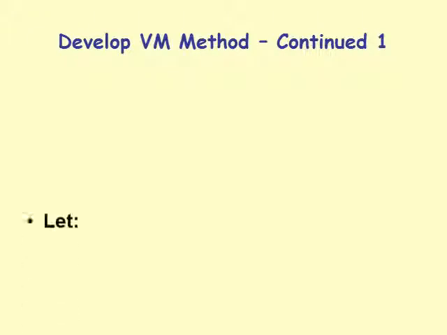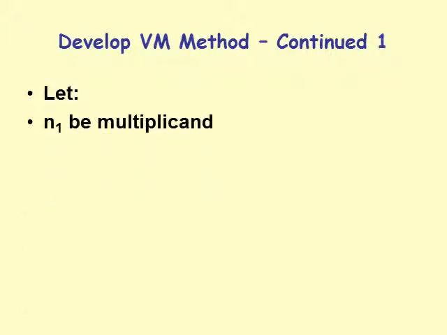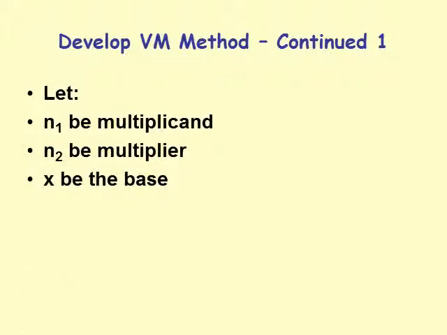Let's continue the method. Let n1 be the multiplicand. We decided we need two operands. We use n1, the first operand, as the multiplicand, and n2, the second operand, as the multiplier. Then x is the base, the variable x in algebra.